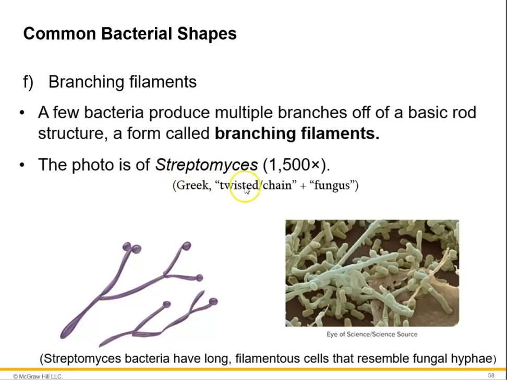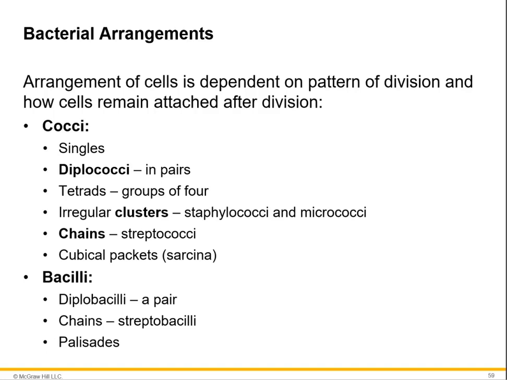Strep meaning twisted or chain, and myces meaning fungus. The reason that this organism got its name is because of this long filamentous branching pattern. It resembles the hyphae of fungi. So they thought initially that Streptomyces was a fungus. So that was shapes. Let's talk about how bacteria arrange themselves.